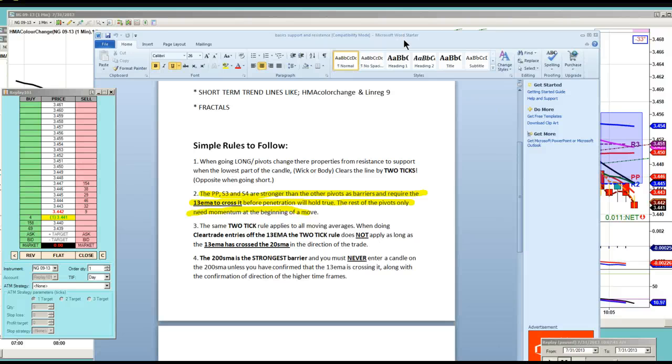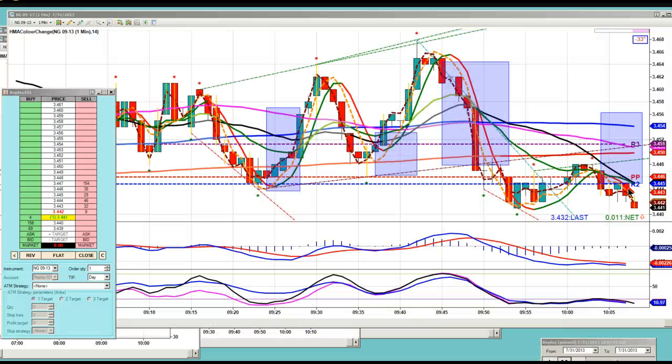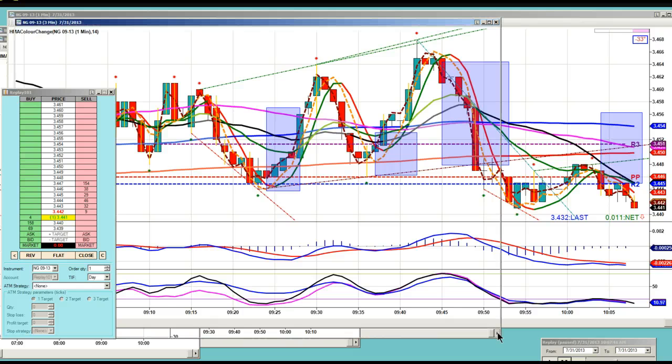So I'm now looking at an opportunity for a trend. Notice that my 13 has crossed my PP. Notice that I have a touching candle or the very next bar. I also have a red HMA. My Linreg 9 is going. I had an asterisk at the top of this green fractal here. I've got all the ingredients to confirm I have enough resistance to go short.